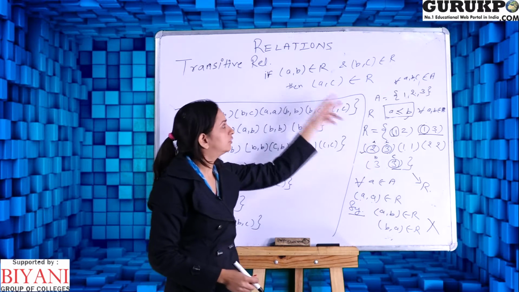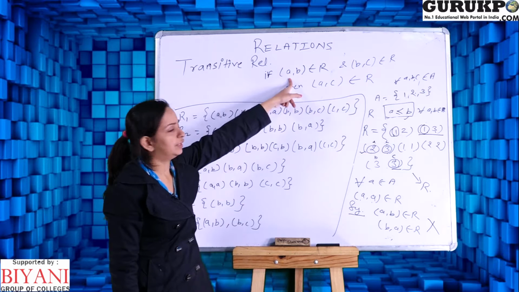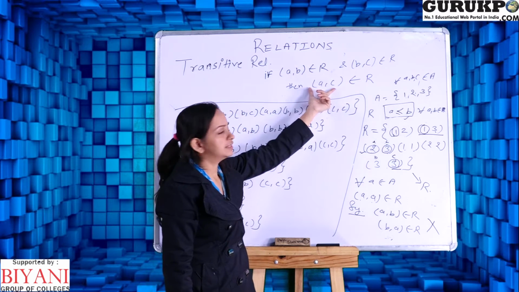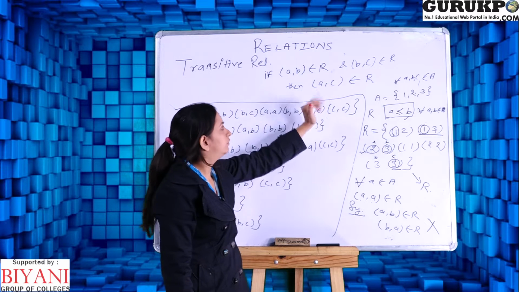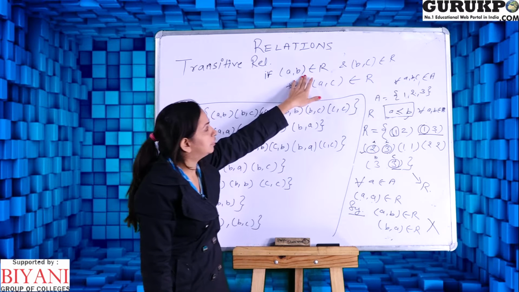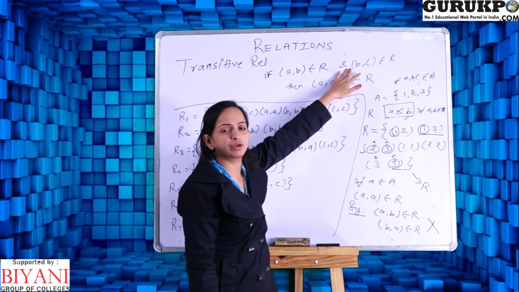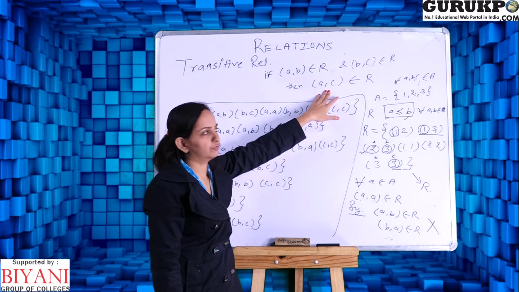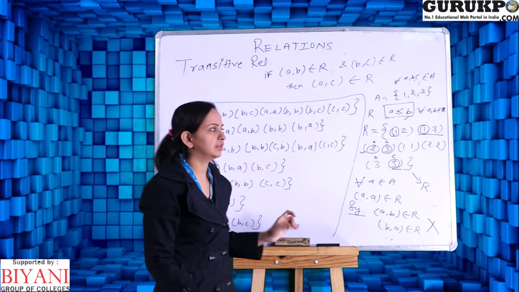What you have to check is only if AB belongs to R and BC belongs to R, then you have to check AC belongs to R or not. If any one of these conditions is dissatisfied, that means if AB belongs to R but BC is not belonging to R, then we are not going to check AC belongs to R or not. We are simply saying it is a transitive relation.